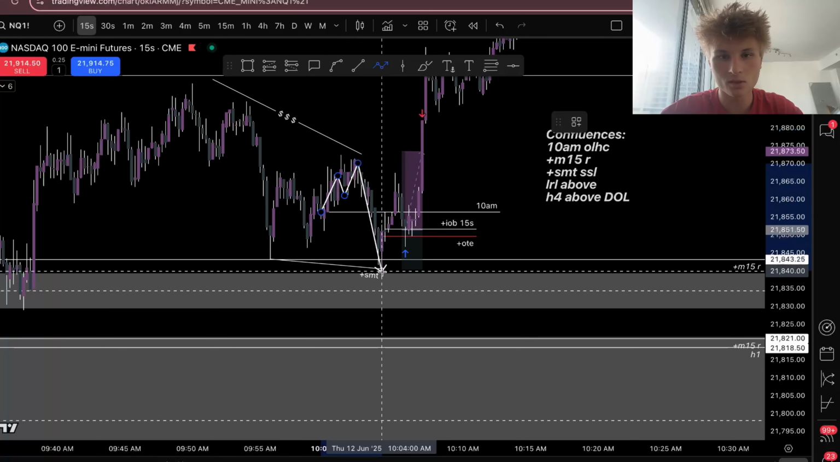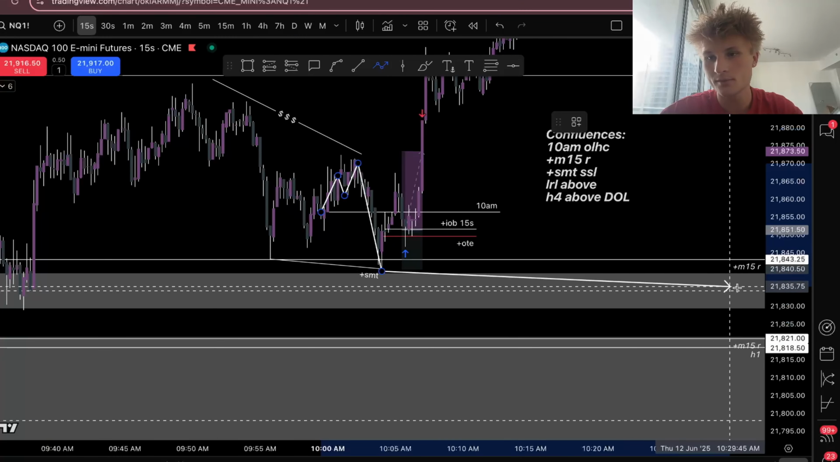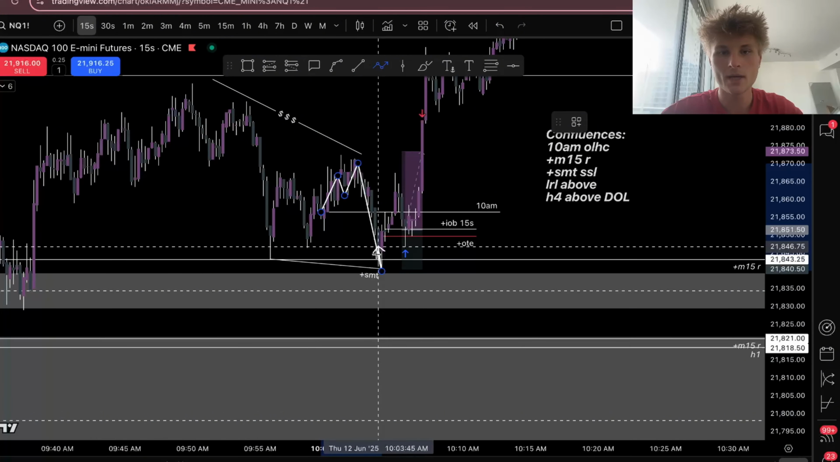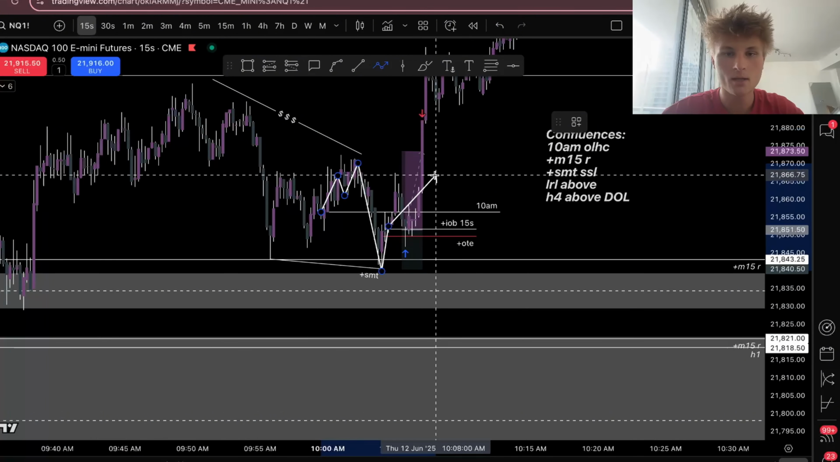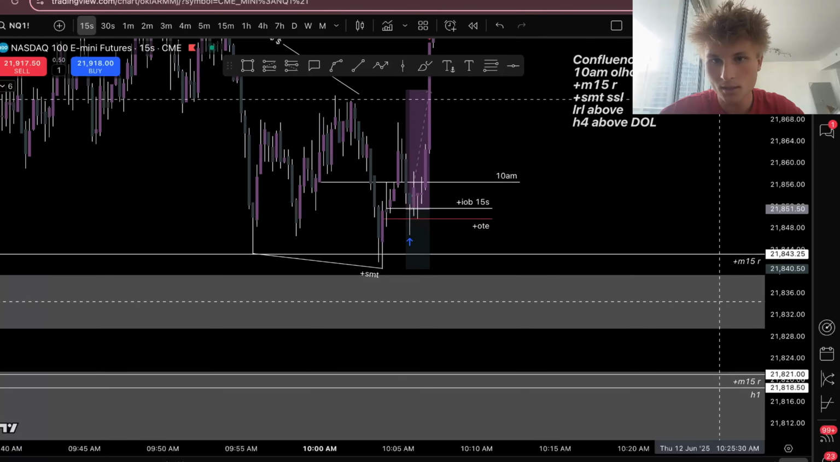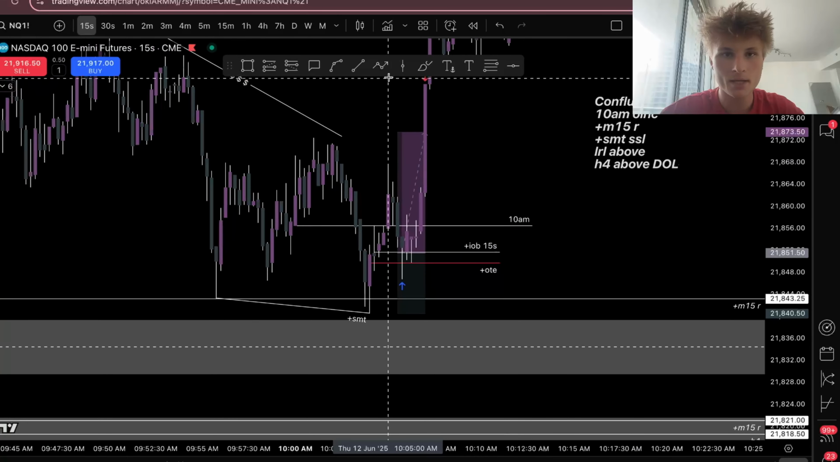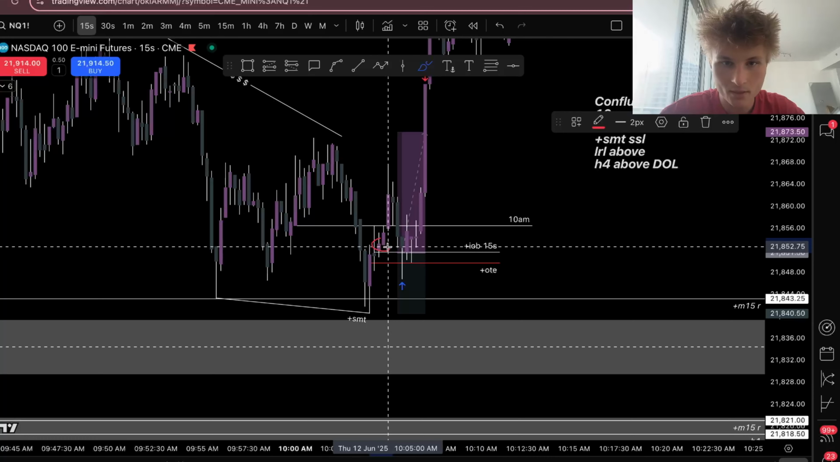We then made this run lower into this SMT as well as into this imbalance on the 15-minute, which we then rebalanced. After that, we had some displacement to the upside. And I did take my entry here off this 15-second inverse order block after getting that SMT put in. And I did miss my ideal entry, which would have been right here.